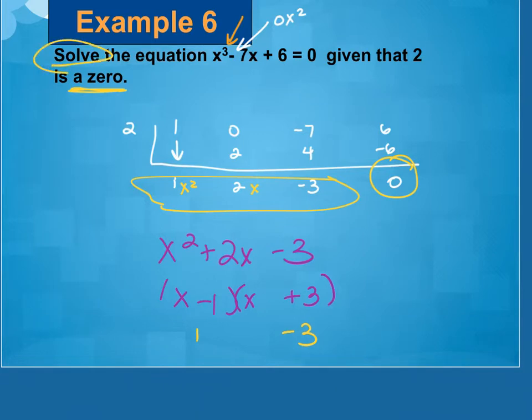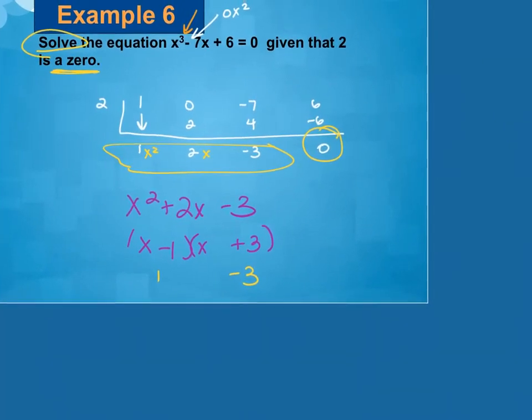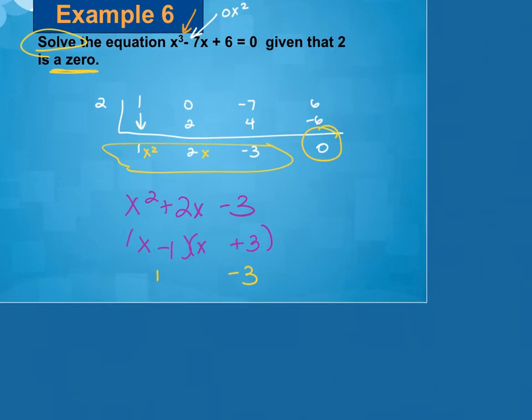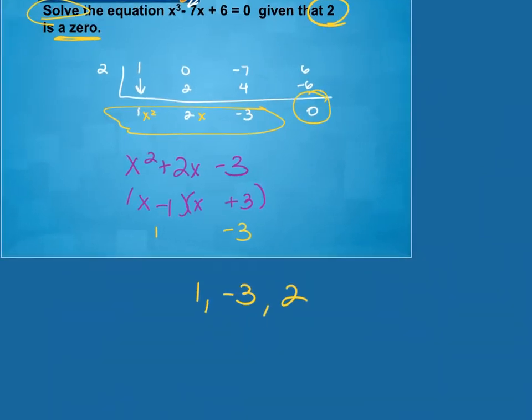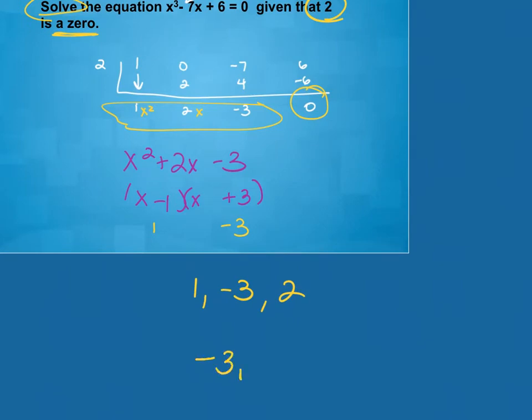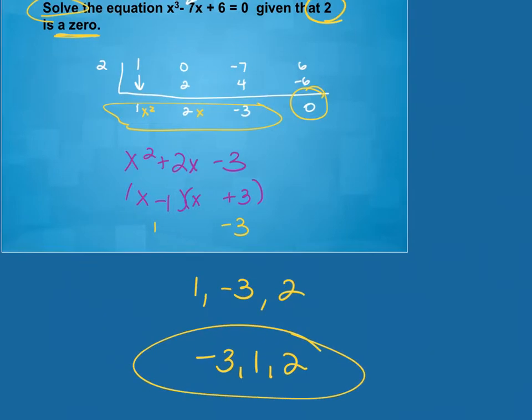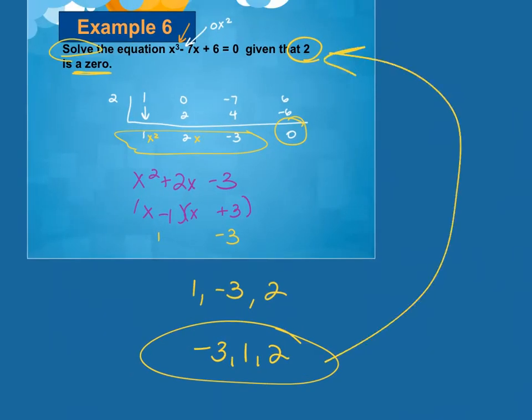Now it says solve, which means I need to give all the roots. So I have 1, I have negative 3, but I also have the 2 that they originally gave me. Usually it will list them like in order, negative 3, 1, 2. But you have to make sure that you include the first one because that is one of your zeros. Good so far? Yeah?